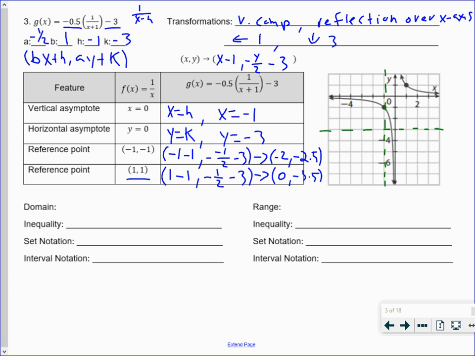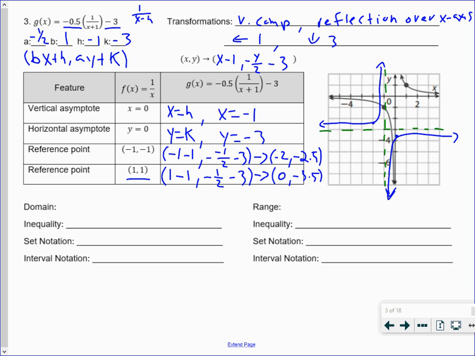We have -2, -2.5, so right around here. And then 0, -3.5, sorry, right over there. So we'll draw our graphs, our little curves, make sure it goes through the points, and our graph should look something similar to this. All right, it's not perfect, but it should look very similar to that.